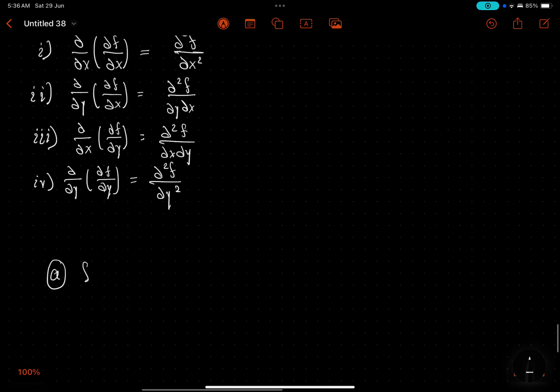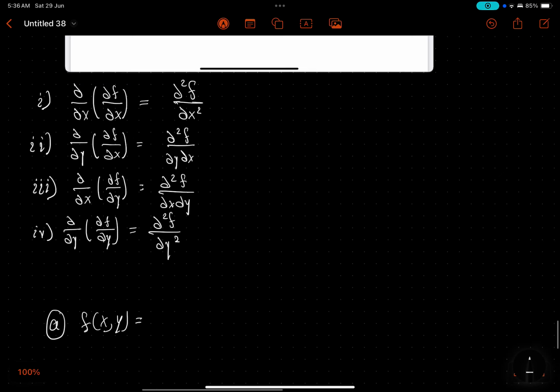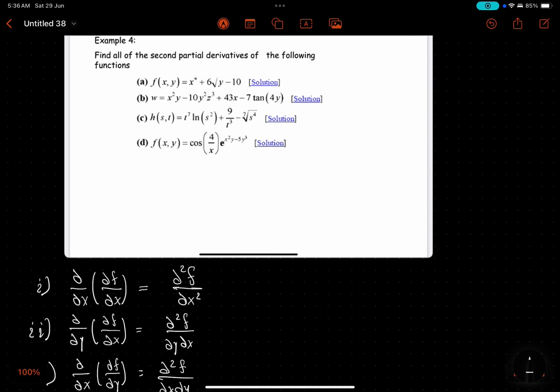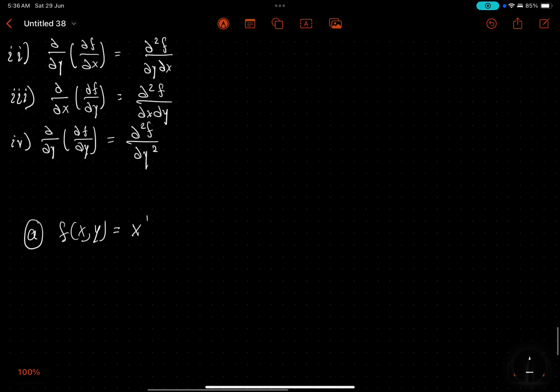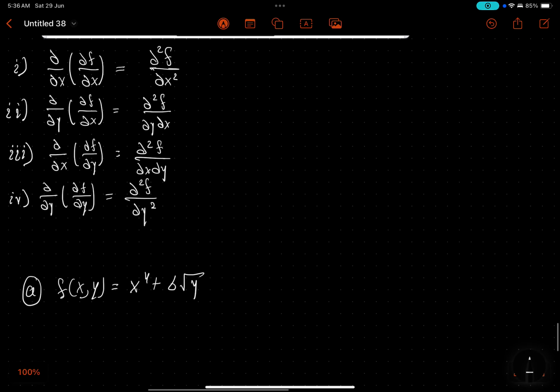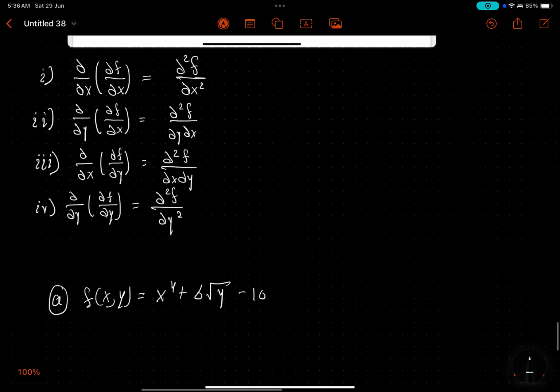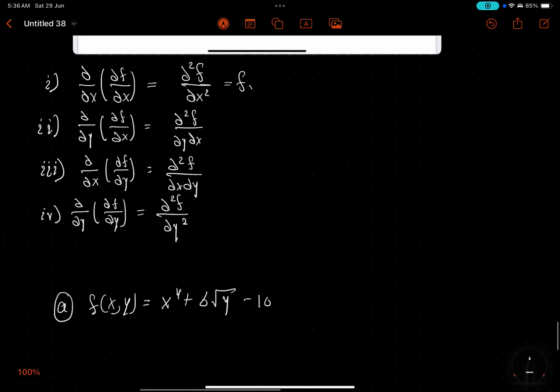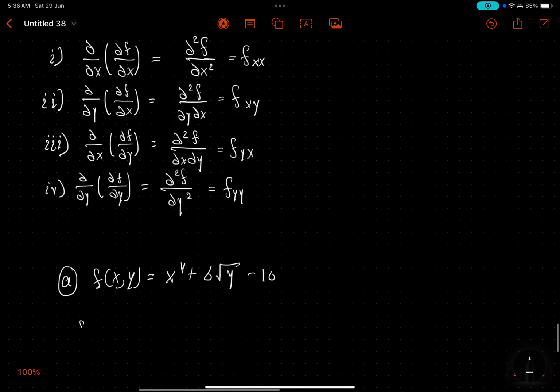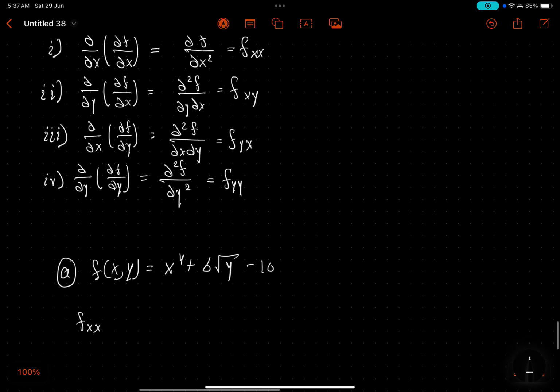So we have the function f of xy equal x to the 4 plus 6 square root of y minus 10. Now this can also be written as fxx, fxy, fyx, and fyy. So first let's try to find fxx here.